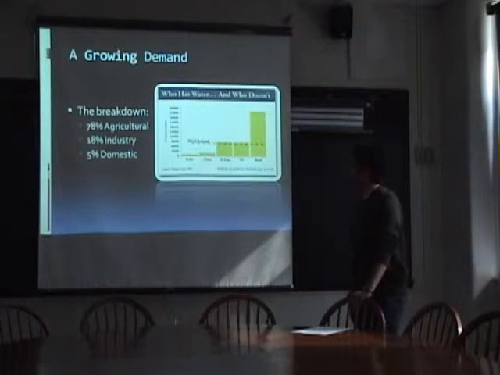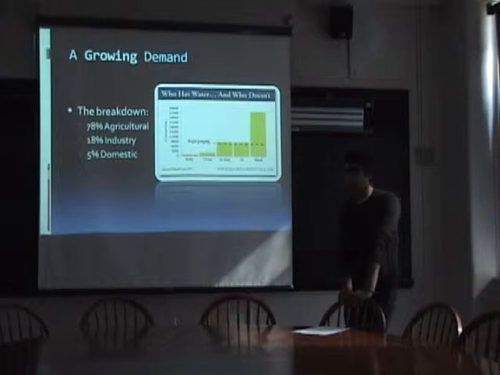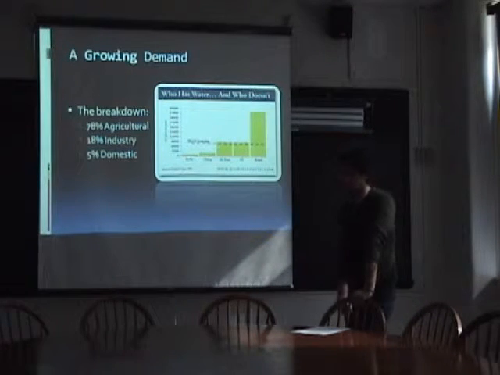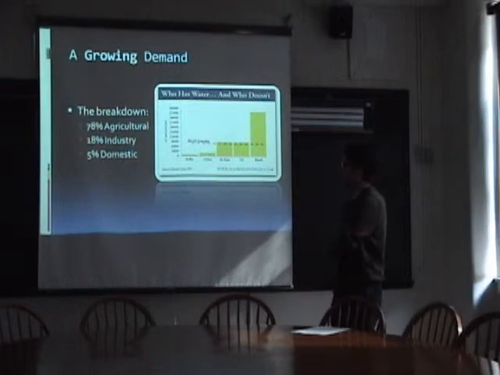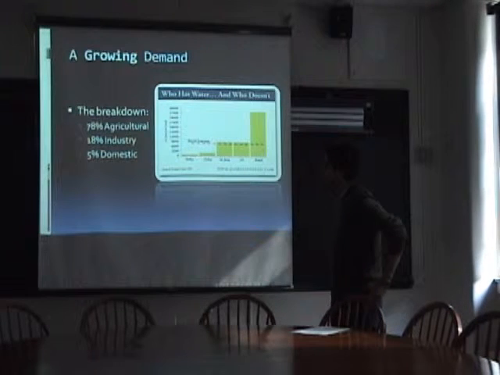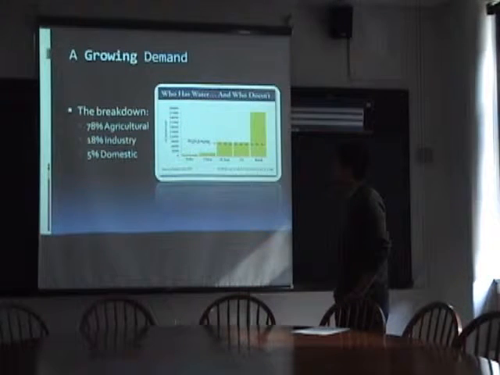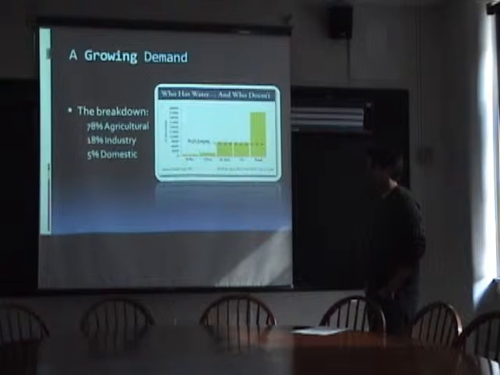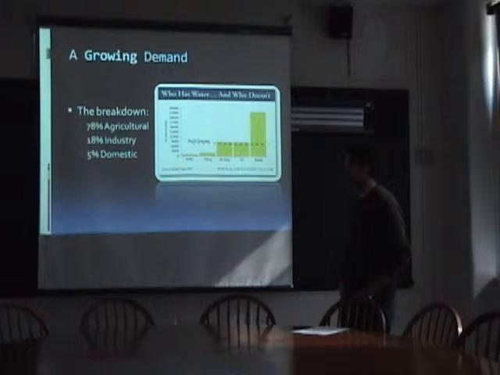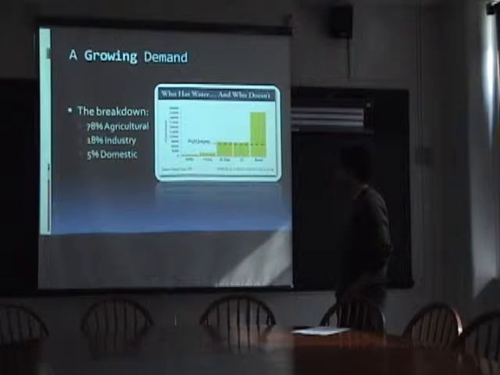Okay, this is just a quick breakdown. 78% of the water demand right now is for agricultural purposes, so on privately owned land and in general cash crop production. 18% of the demand is for industrial use, and 5% is for domestic. Domestic includes private farms and livestock consumption.